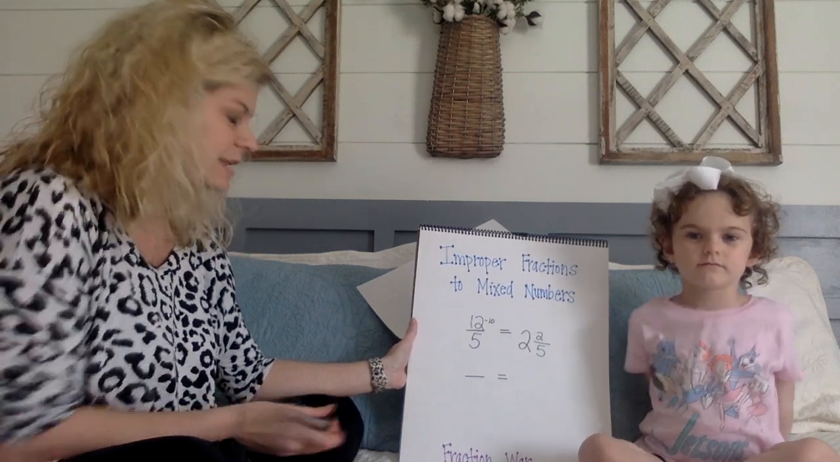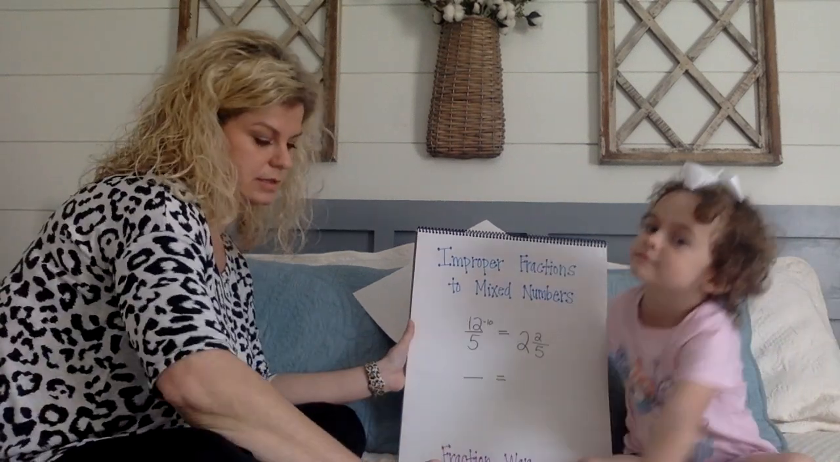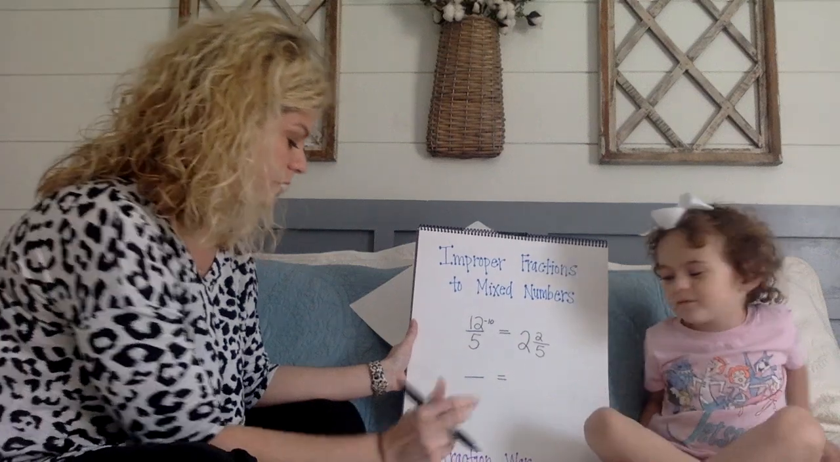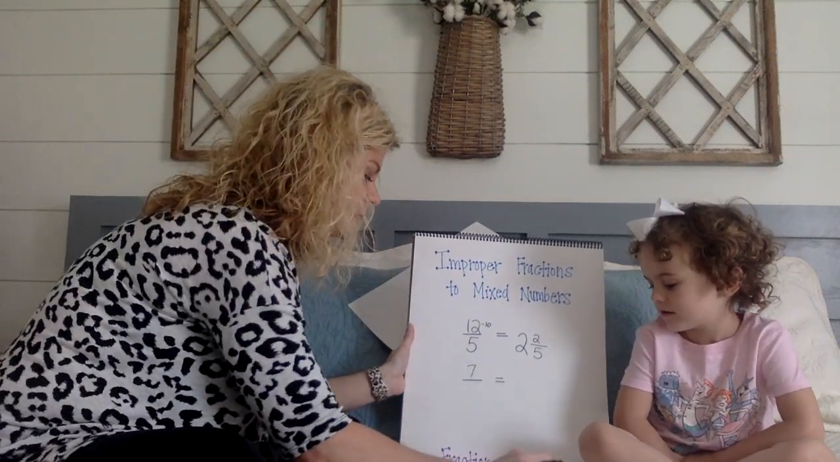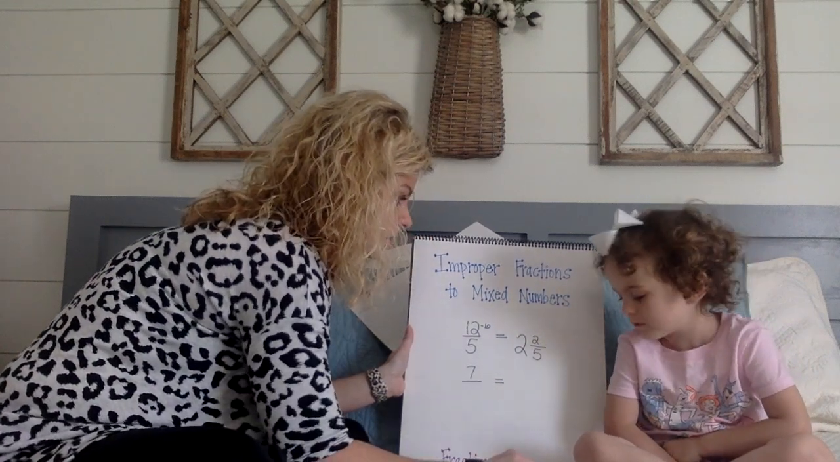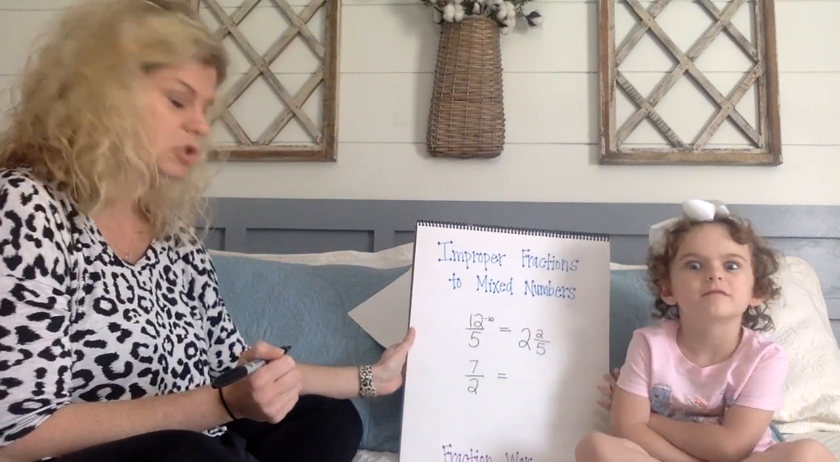And my last one is, say again, put your bigger number on top. You have 7 over, what's going to be my bottom number, Kendall? My denominator. Look right here. What is it? 2. 7 over 2.